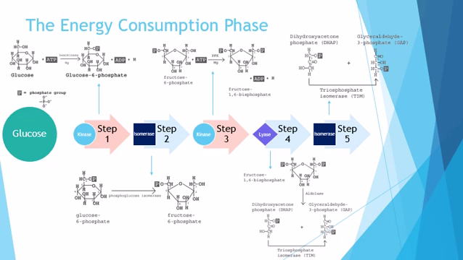This point in glycolysis marks the end of the energy consumption phase. By this stage in the process, the original glucose has now been metabolized into 2 glyceraldehyde 3-phosphates and 2 ATPs have been consumed in steps 1 and 3. Now, we'll delve into the energy production phase.